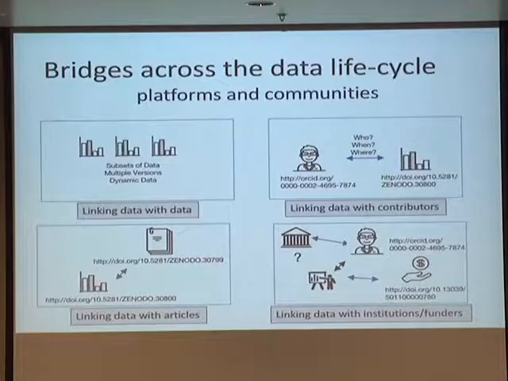So we're gonna dive in a little bit here and go through these various things. The places where we're integrating our services, again, integrating platforms and communities, is linking data with data. So if you have parts of data sets and it's related and there's a new version of a data set, how do you link those things together? What makes sense? The next thing is linking data with articles. And I would add to that articles plus, articles and software or posters or things like that. Linking data with contributors, thinking about who developed a data set, when they developed that data set, and bringing those things together. And the final thing is linking data with institutions and funders. And this is the newest thing on the horizon, but I think one of the most exciting.